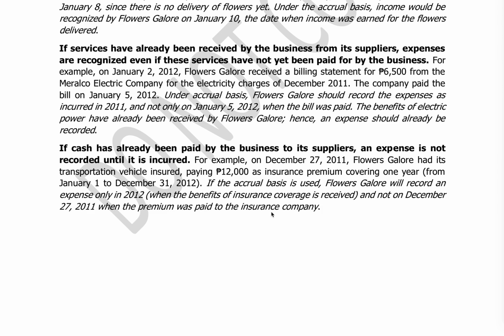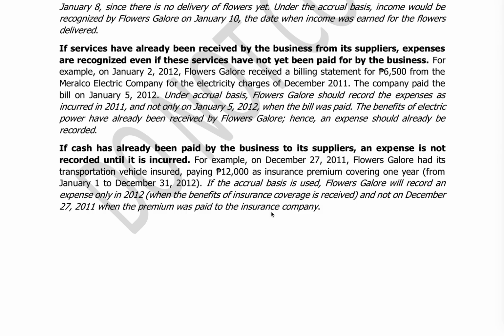Next. If cash has already been paid by the business to its suppliers, an expense is not recorded until it is incurred. Paano naman kung advance payment? O kanina, di ba late payment yun? Nauna dumating yung bill, may expense ka na. Pero, next month ka pa magbabayad. Ngayon, anong ginawa mo? You've paid in advance. Sabi, the cash has already been paid. So, when will you recognize the expense? Not when you have paid the cash in advance. Again, remember, you only record the expense when it is incurred.